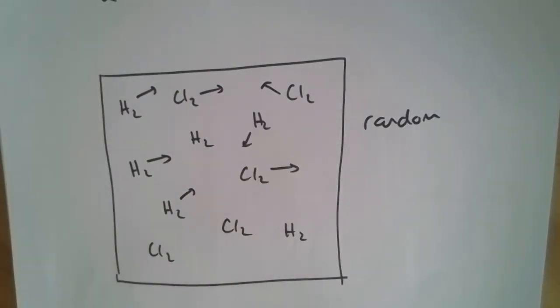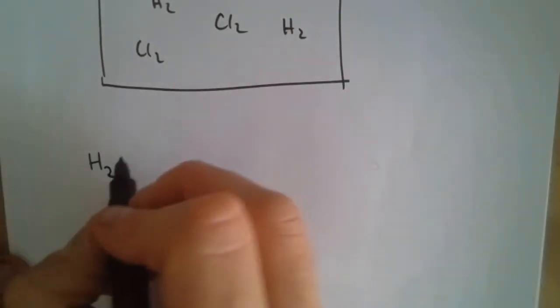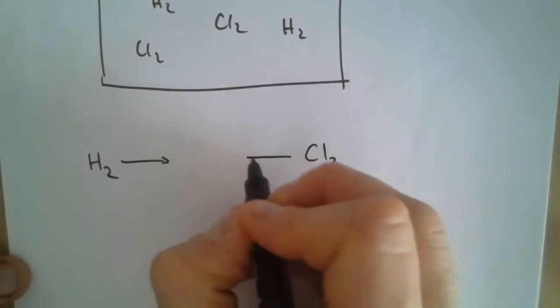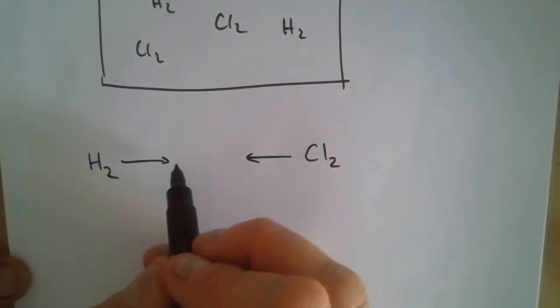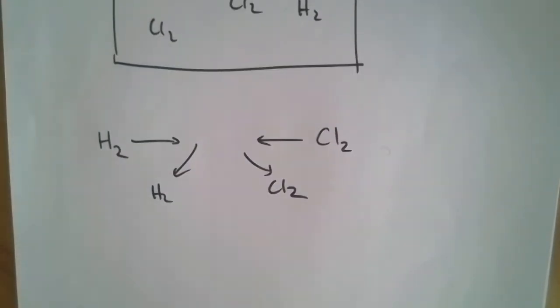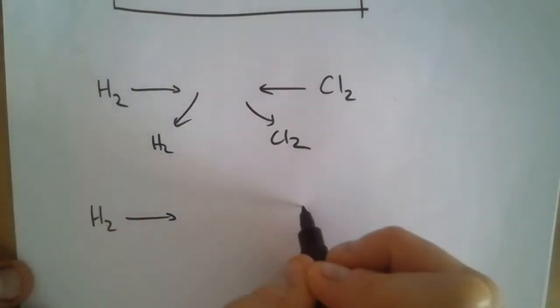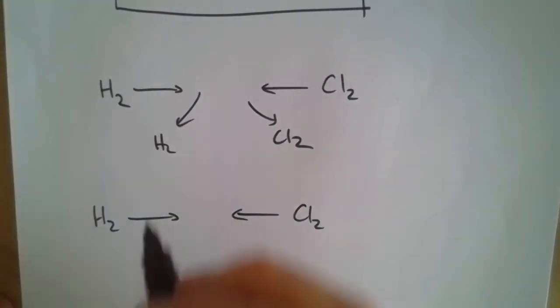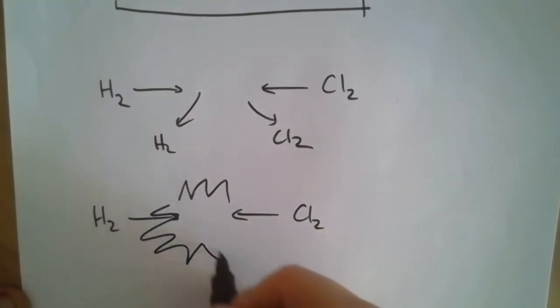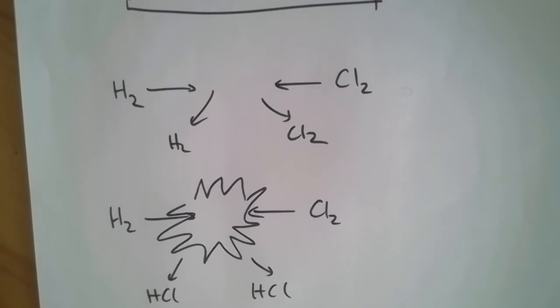So if we look at one particular collision, then this would be a hydrogen molecule, and this would be a chlorine molecule, and they could hit each other, and most of the time, nothing happens. And that's because these collisions don't have enough energy. Sometimes the collisions do have enough energy, or sometimes we can increase the amount of energy they have, or the chance of them having a larger amount of energy. And in that case, we call that a successful collision. And in this case, a reaction would take place.